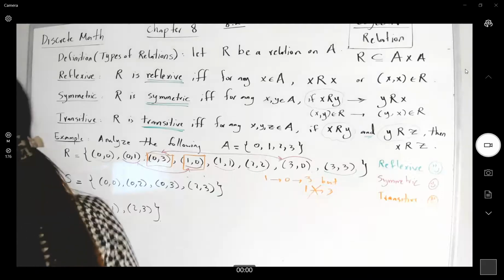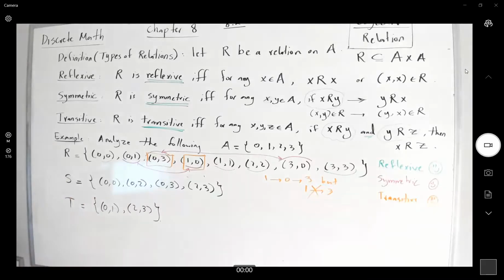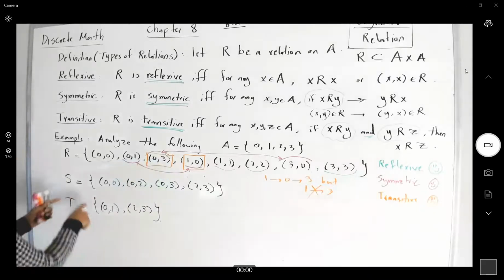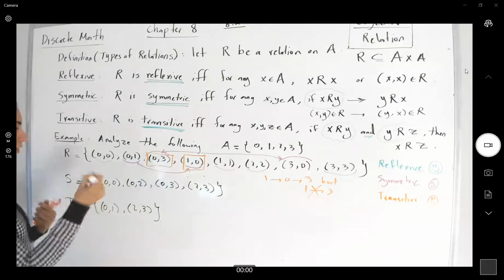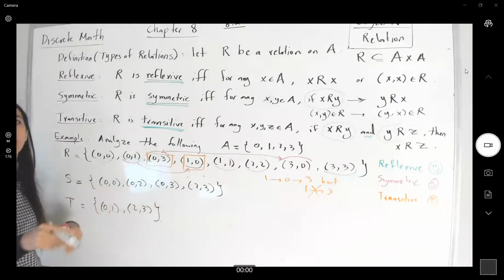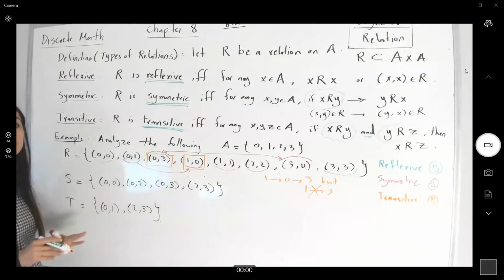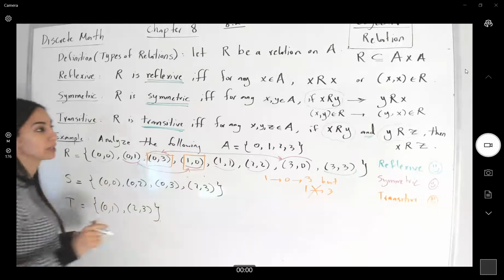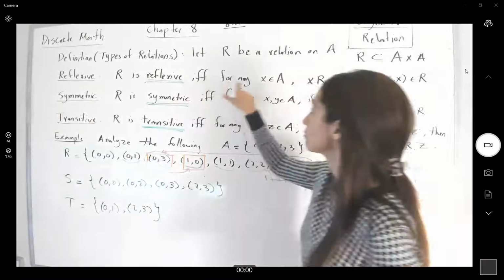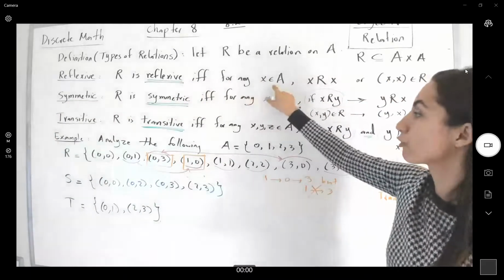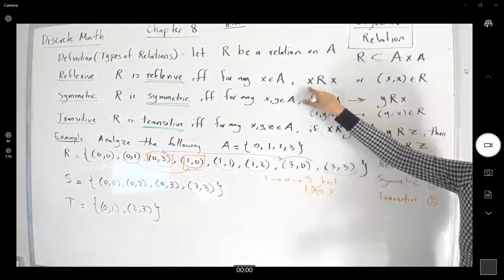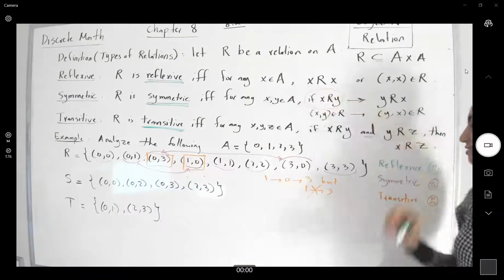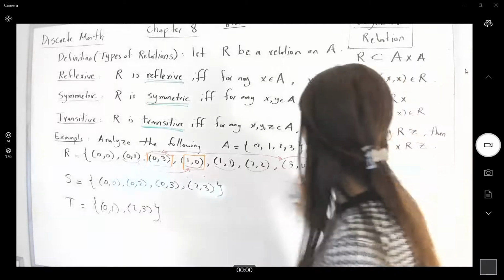Very well. So let us take a look at this relation. Is it reflexive? So far I have 0 and 0. I don't have 1, 1. I don't have 2, 2. I don't have 3, 3. Take a look at the definition. It says for any X in A, you need to see X and X in that relation. So it's not reflexive.